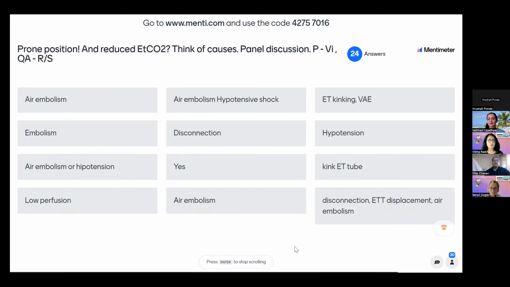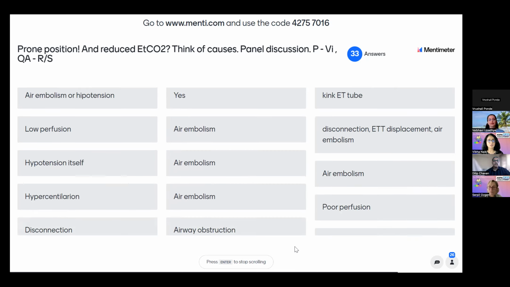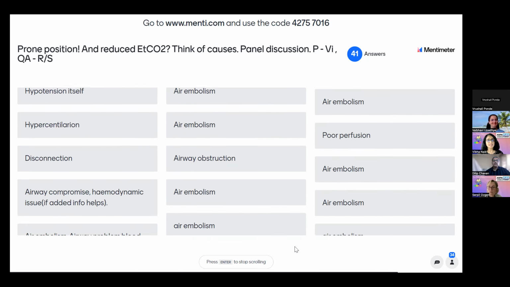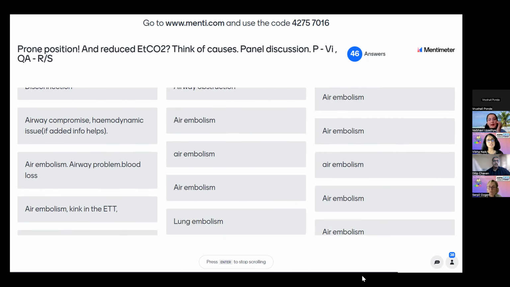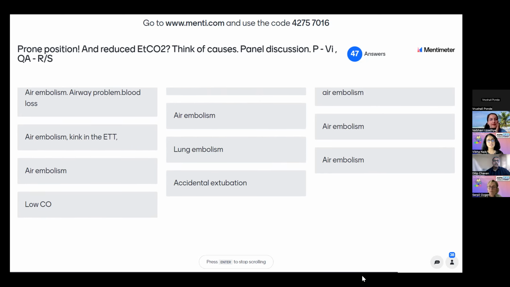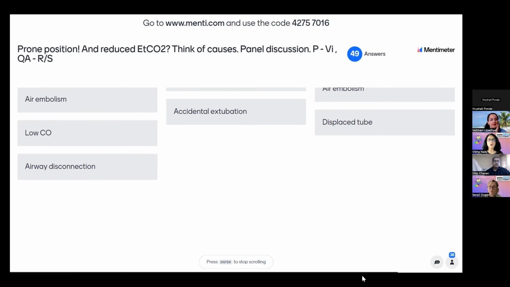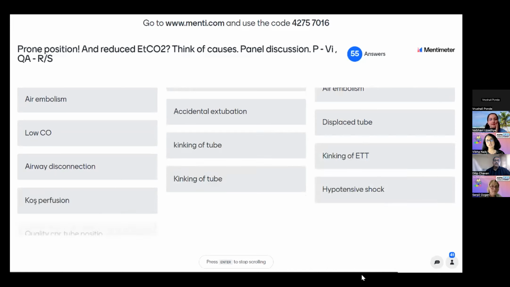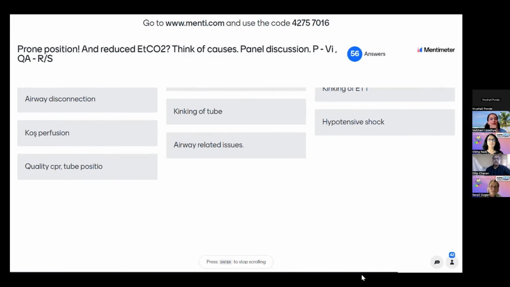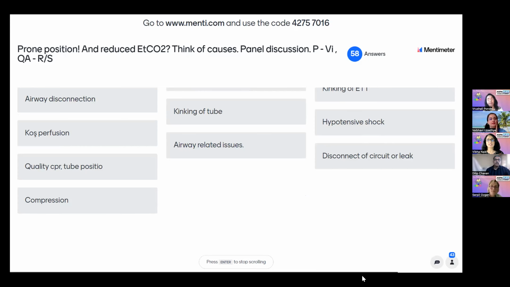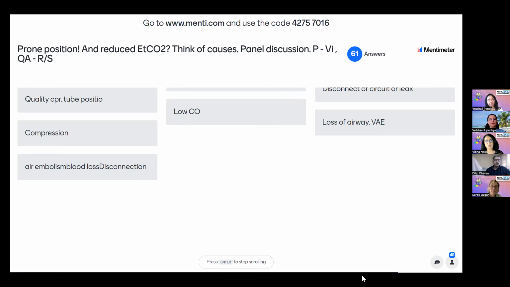Sure, thank you. So I really like the answers that come through, but personally, I would like to divide reduced EtCO2 in prone position into whether it is associated with hypotension or not. Because if it's associated with hypotension, then of course we know that when the blood pressure drops, the EtCO2 usually drops as a reflection of the cardiac output.